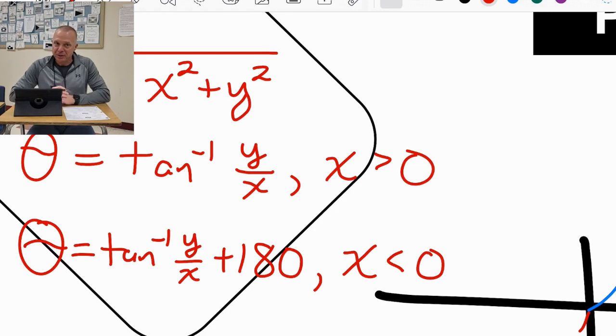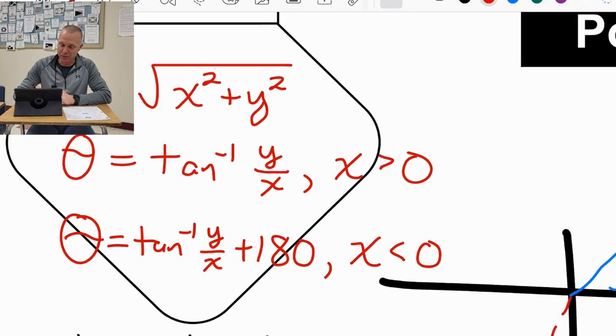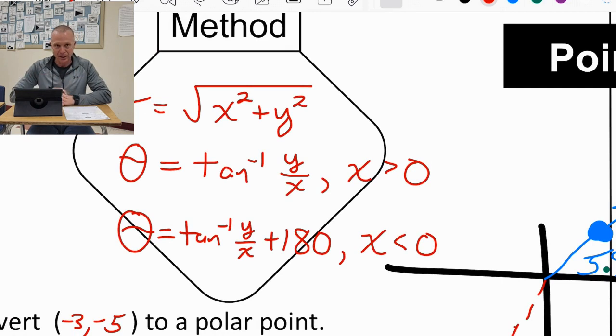Now, we also could fix the answer by doing the opposite of the radius. I'm not going to put that in the notes here. It just gets a little bit too busy. But if you understand that, you can make the radius negative and you can keep theta, and that would be another alternative. And that's when x is negative.